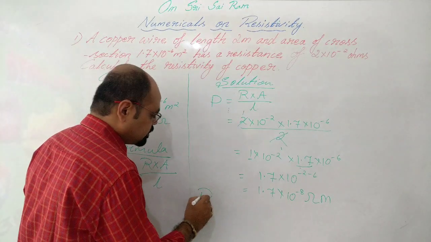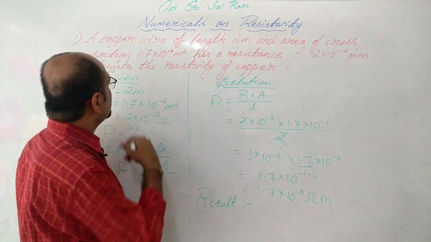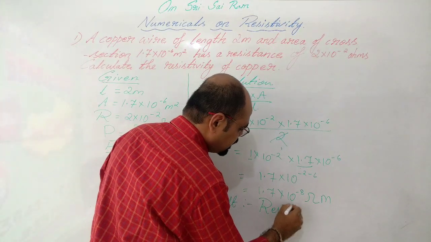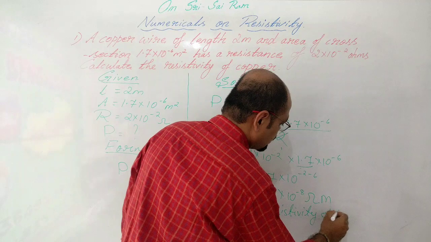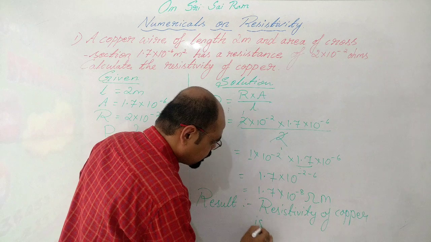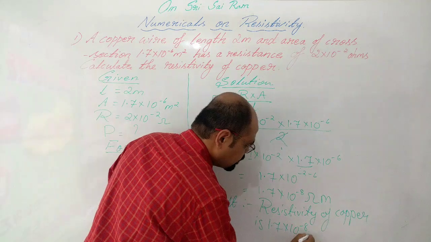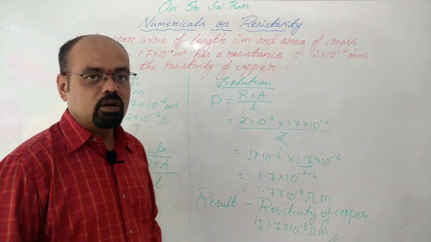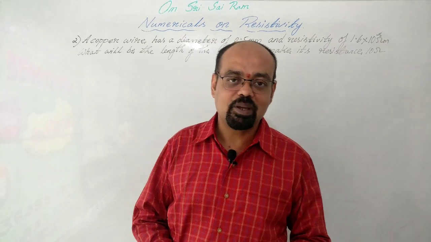Therefore, in the result we write that the resistivity of copper, which they asked us to calculate, is 1.7 × 10^-8 ohm meters. So this is how we solve a numerical based on resistivity. Let's move on to the next numerical based on resistivity.